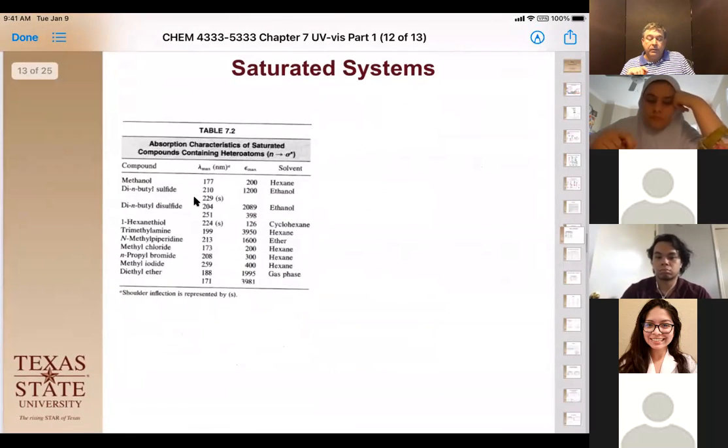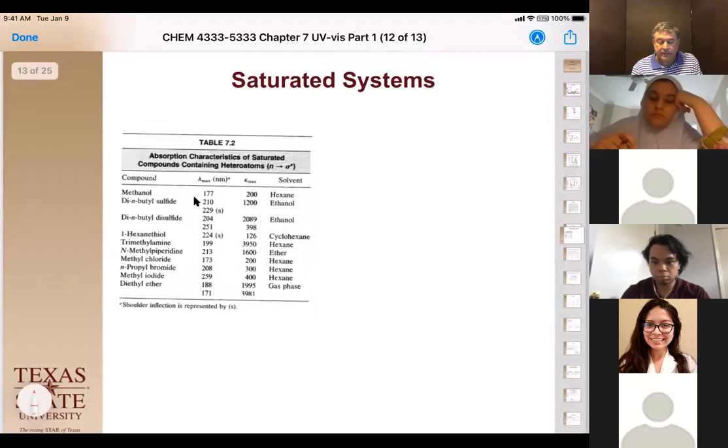Okay, so in general, most of these make really good solvents unless they start absorbing above 200. Okay, so we like to see methanol as a solvent and ethanol as a solvent and diethyl ether as a solvent too.